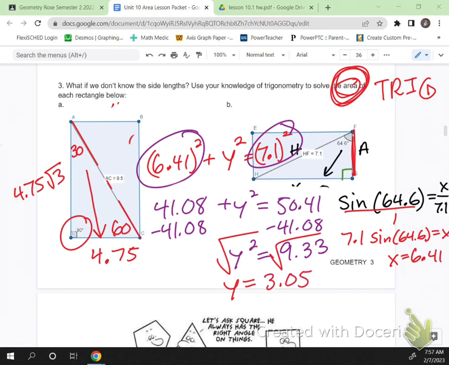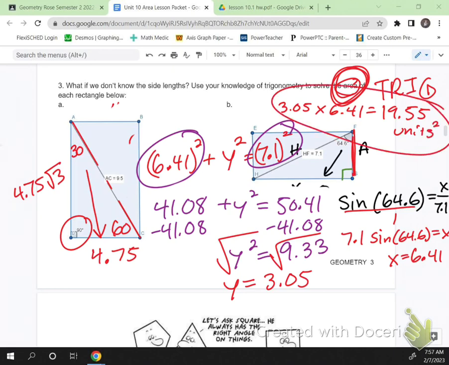Does that clear some things up? Pythag theorem. Again, once I got that, I just multiplied my length times my width. So I did 3.05 times 6.41. Got an area of 19.55 units squared. Wow, that's rectangles. Questions?